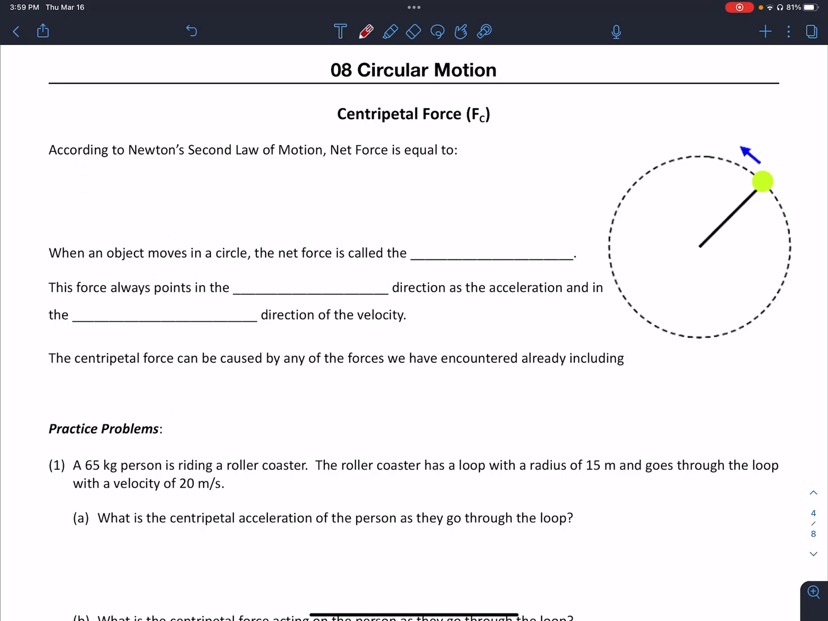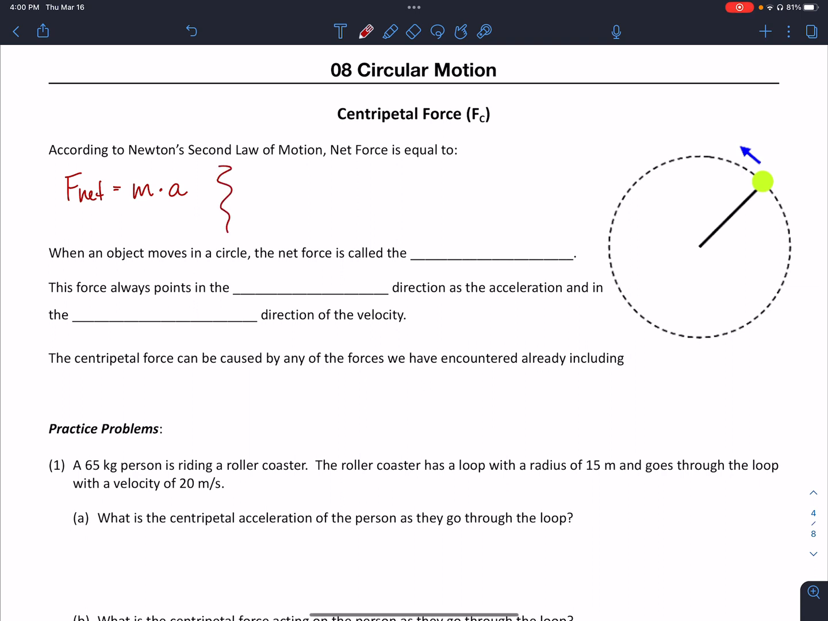Everybody, welcome back to our third screencast for our notes for our circular motion unit. This one's going to focus on centripetal force. Now, according to Newton's second law of motion, we know that net force, F net, is equal to the mass of the object times its acceleration.